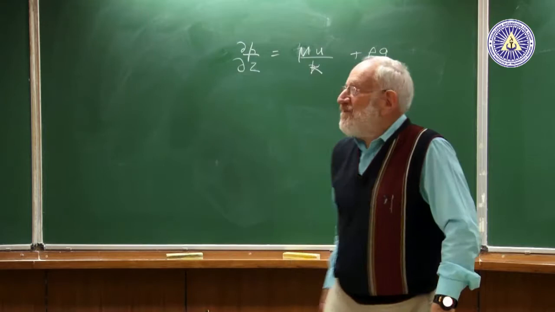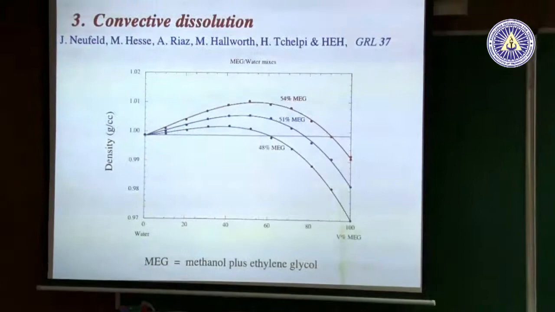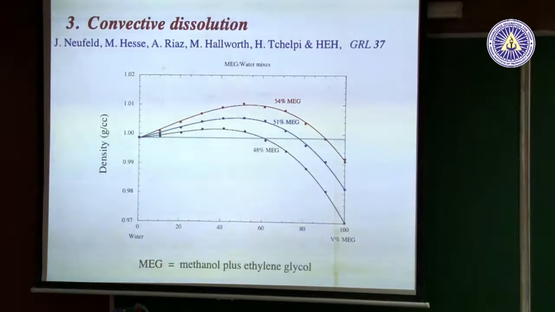Not similar to the ice thing at 4 degrees? Well, maybe, but it's just funny. I mean, there must be something to restructure the water in such a way that it's more dense. It has to be. What is there? Oh, you've got water molecules and some MEG molecules, and you have things that have to swim around, right?